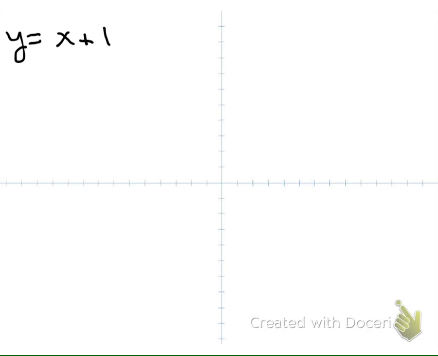What's your b or your y-intercept? 1. So we go 1. And what's your slope? X. Not x. The number in front of x. 1. And then 1 over 1, that means up 1 over 1, right? Yeah. Like so. Connect the dots. There's that line. Well, we have not been graphing lines.